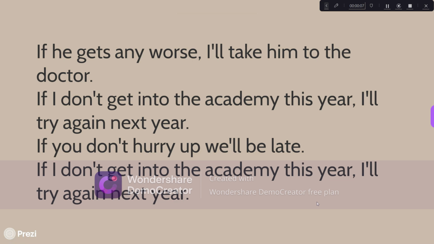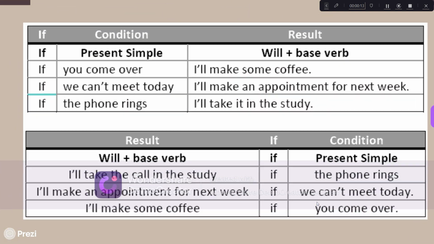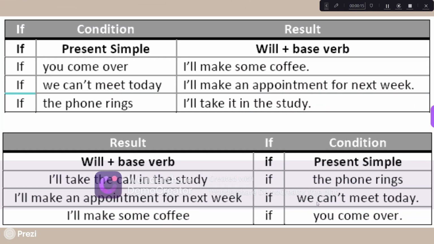If he doesn't get into the academy this year, I will try again next year. Now the important point here is how to form conditionals type 1. First we will put the if, then the present simple, and in the second part will plus the base form. And here are the forms that you can switch between the condition and the results.